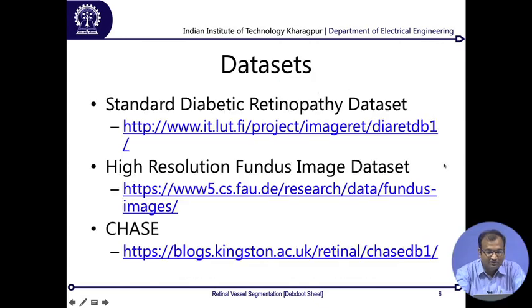There are a few other ones. One of them is DIARETDB, which is the standard diabetic retinopathy data set, and there is a DB0 and a DB1, both of which you can just make use of. They come with ground truth annotations as well, so you don't need to worry a lot about it.